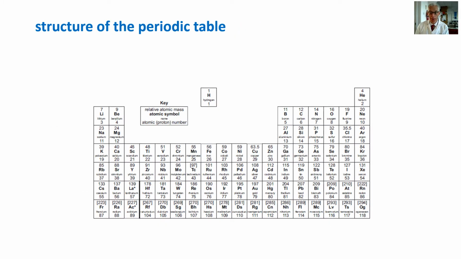So just to map that onto a periodic table, groups 1 and 2 have their highest energy electrons in an S subshell, so they are S block. Groups 3 to 0, their highest energy electrons are in a P subshell, so they are known as P block.